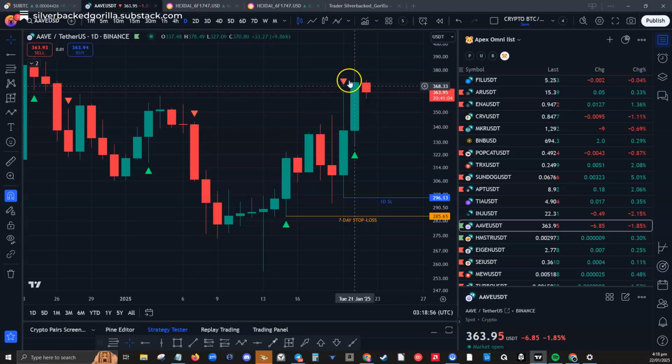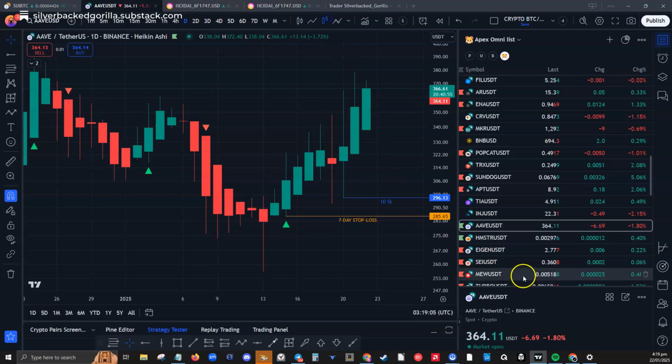That's pretty neutral as far as the wicks on either end. In fact, it's got more wick there than it has up there. I like the formation of that. I would say that's a good long. Yeah, that's a good long.